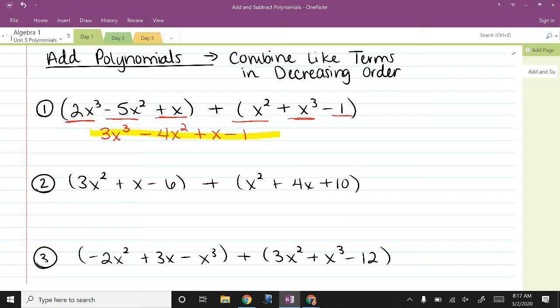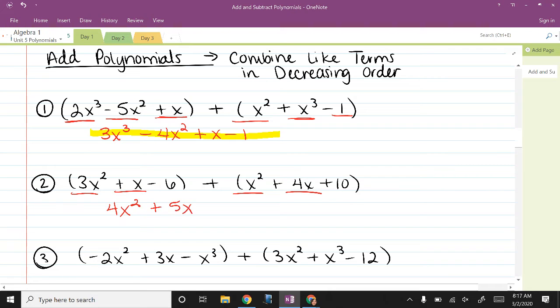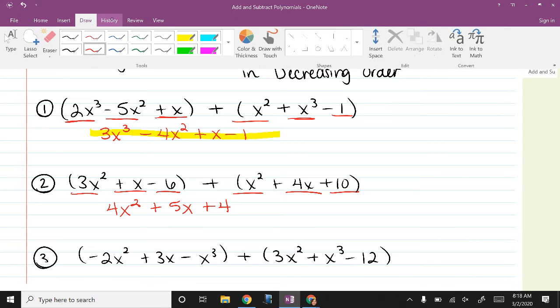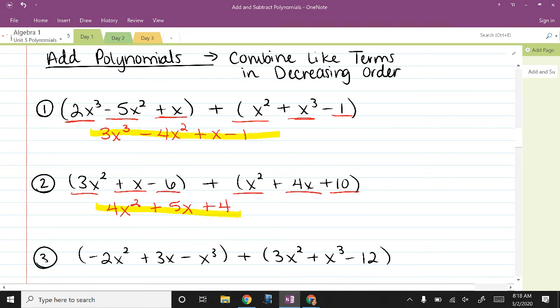So what's our highest exponent we see on number 2? A square. So I got 3x squared plus 1x squared is what? 4x squared. Good. Then I go to x's. I've got 1x plus 4x is what? Positive 5x. So I put plus 5x. And then my constants, I have negative 6 plus 10. What is negative 6 plus 10? Positive 4. So you put plus 4. And there's your answer.